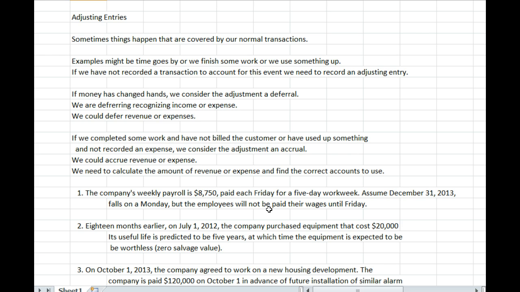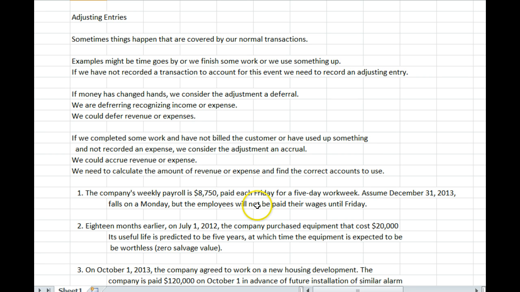So if money's changed hands, we call these adjustments deferrals. So we're going to defer recognizing the revenue or the expense. Okay? If we completed some work and have not billed the customer, if we've used something up and not recorded it, we consider that an accrual. So we could accrue revenues or expenses as well. Whenever we do an adjustment, we need to calculate the amount and we need to find the correct accounts to use. So let's go through some examples.